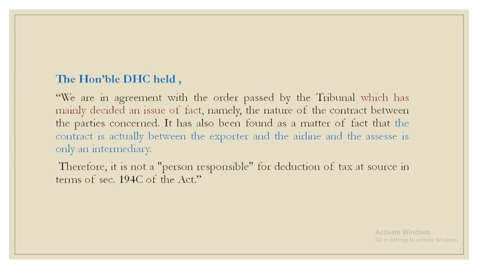The High Court held: We are in agreement with the order passed by the Tribunal, which has mainly decided an issue of fact, namely, the nature of the contract between the parties concerned. It has also been found as a matter of fact that the contract is actually between the exporter and the airline, and the assessee is only an intermediary. Therefore, it is not a person responsible for deduction of tax at source in terms of Section 194C of the Act.